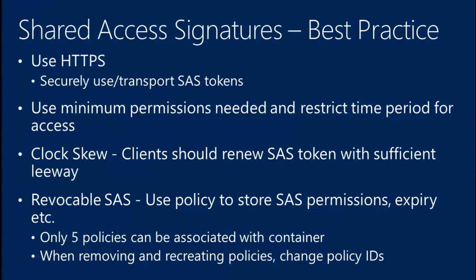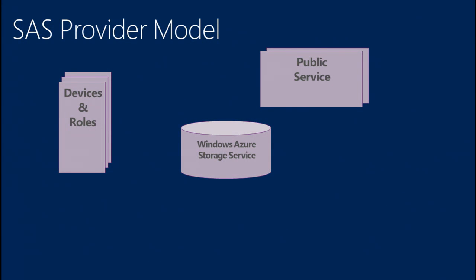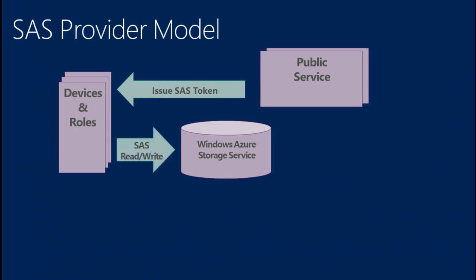All right, so this is the SaaS provider model. We're going to start to put all the pieces of our scenario together. So the first thing I have is my public service. This issues a SaaS token. As a SharePoint developer, you can think of a document collection, for example. You could update all these links when a user comes here, and now they can just take these links and download them. I issue the SaaS token to the device, or the role, or whoever's reading the storage, or writing the storage in this case. And then the device goes and accesses storage on my behalf.